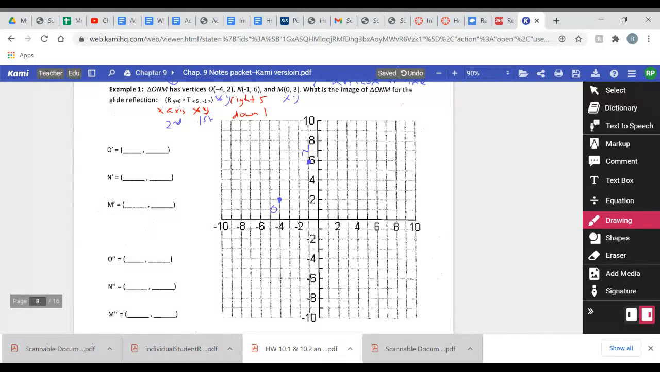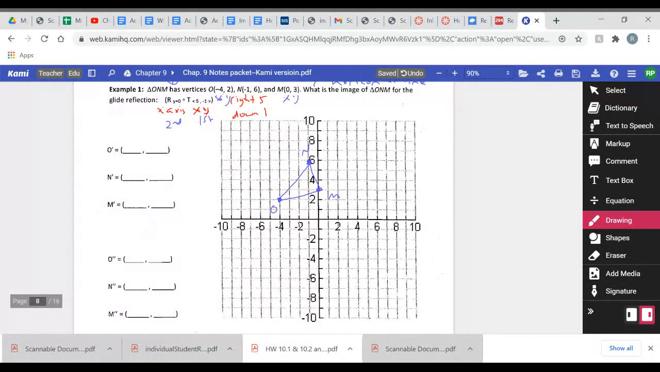So there's N. And M is 0, 3. So I'm not going right or left at all. I'm going up 3. And there's my M. I can connect my points. And there's my original triangle.